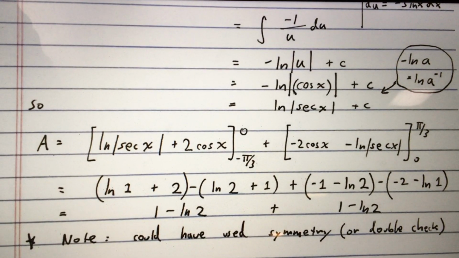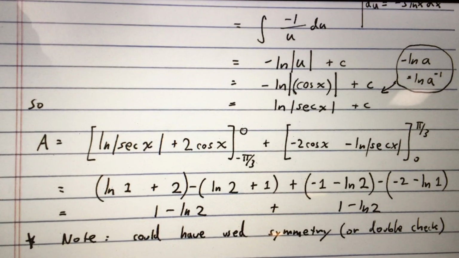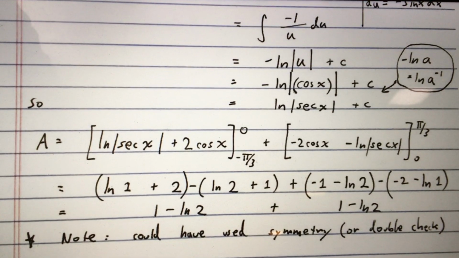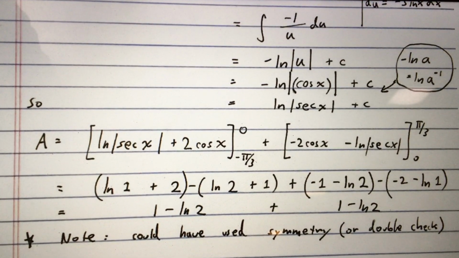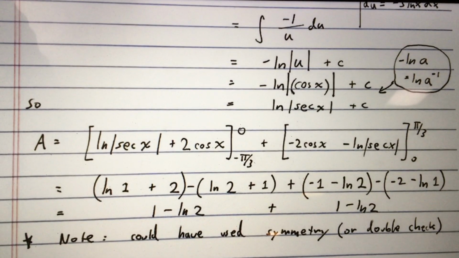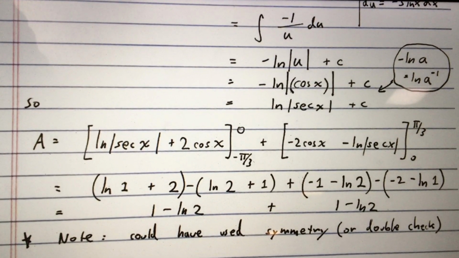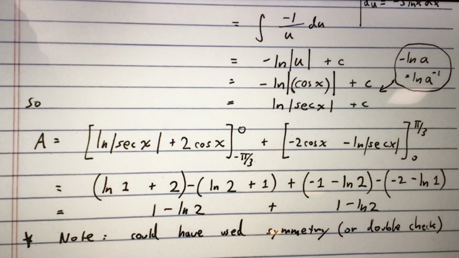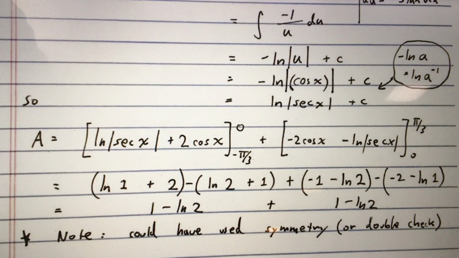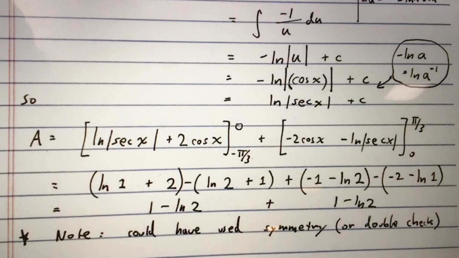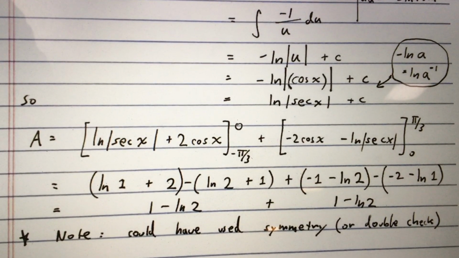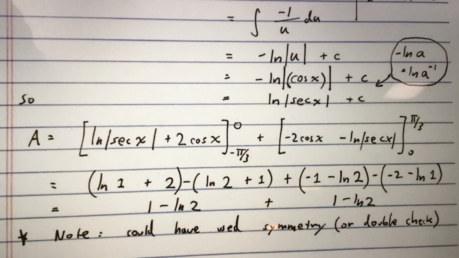I plug in 0 for x, secant of 0. If I remember, that's 1 over cosine of 0, and I remember that cosine of 0 is equal to 1 from the unit circle or from the graph of cosine. Then I'm getting a natural log of 1, which is going to simplify nicely because natural log of 1 is equal to 0. So natural log of 1 is 0, and so that's going to help at the very beginning and at the very end, where I plug in another 0. And then pi over 3.